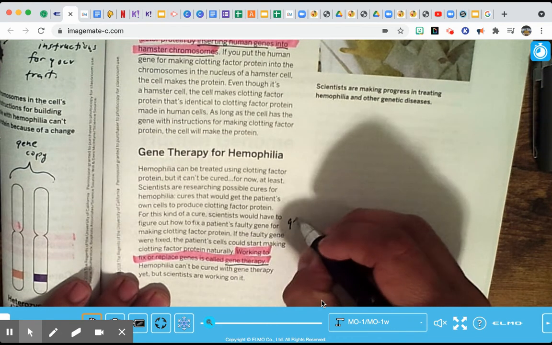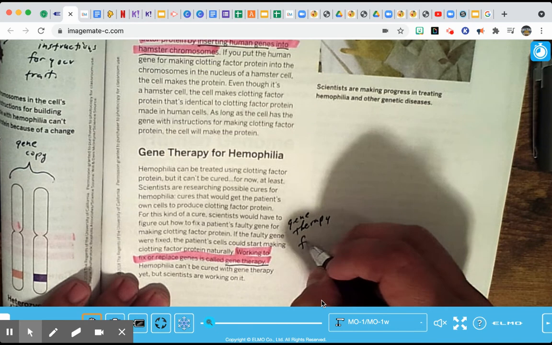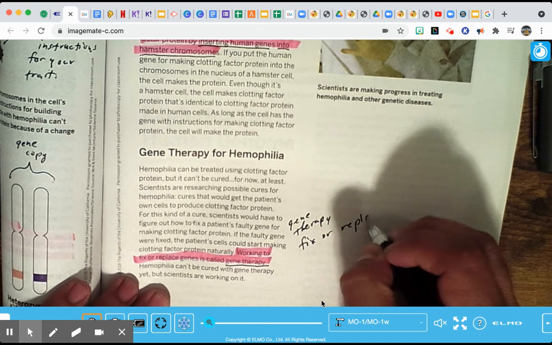So in gene therapy, we are fixing or replacing genes.